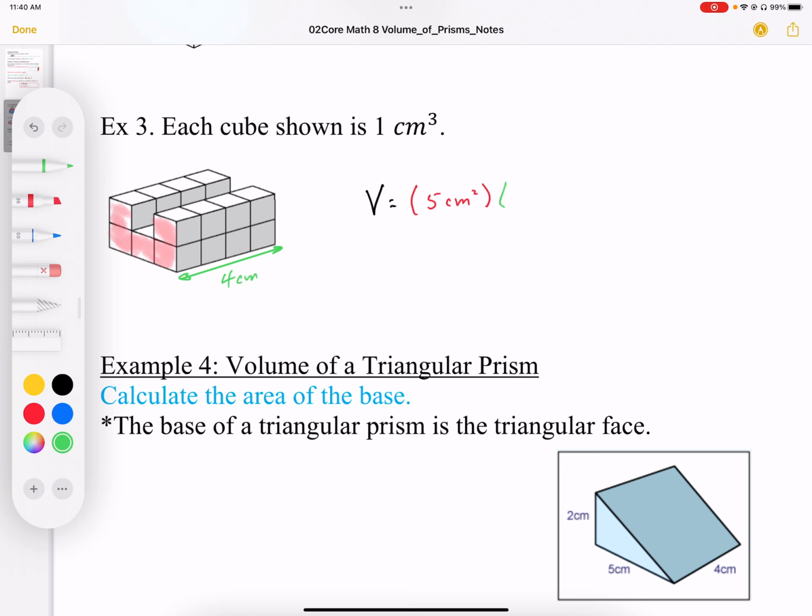Okay, so if we multiply that by 4 centimeters, we have 4 layers of 5, which is going to give us 20. So the volume works out to be 20 centimeters cubed. So 5 times 4 is 20, centimeters squared times centimeters is centimeters cubed. So our volume is 20 centimeters cubed.